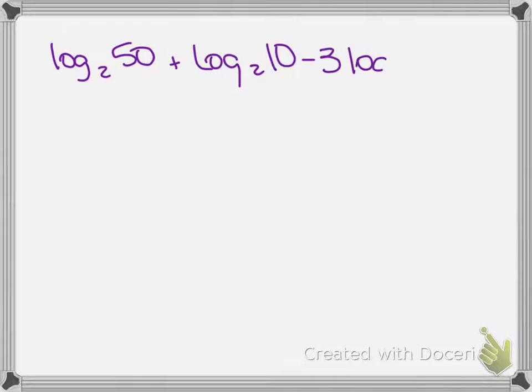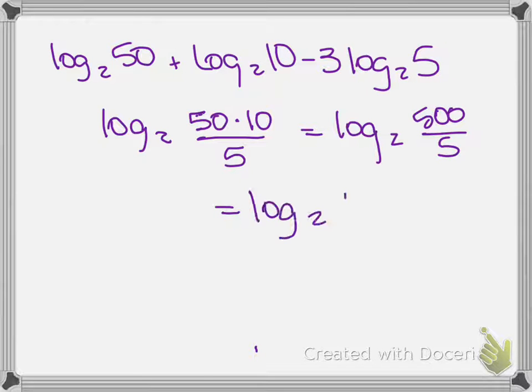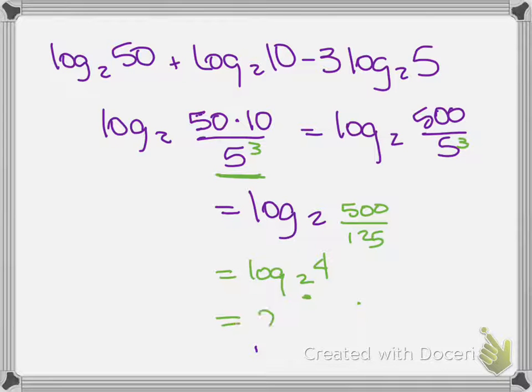So we have log base 2 of 50 plus the log base 2 of 10 minus 3 log base 2 of 5. Look how this simplifies. Notice that my 3 for my coefficient became my exponent. The log base 2 of 4 is the number that you would raise 2 to get 4. So it's 2.